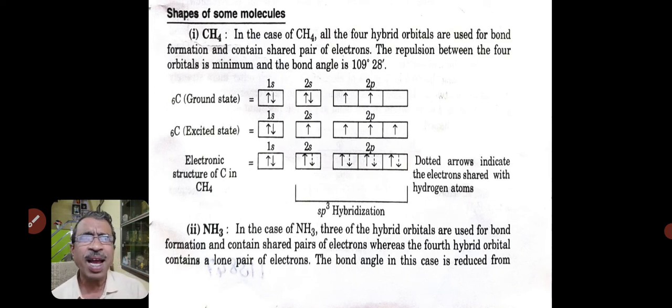Now this slide shows the methane molecule, how the methane molecule is formed, and explanation of sp3 hybridization. Another example is ammonia. In ammonia, it contains 3 unpaired electrons.